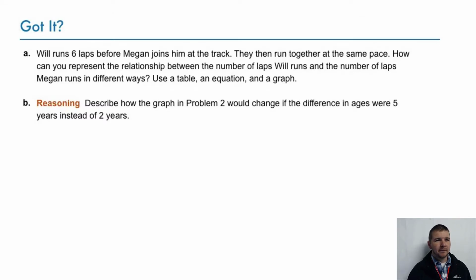Your turn, part A. Will runs 6 laps before Megan joins him at the track. Then they run together at the same pace. How can you represent the relationship between the number of laps Will runs and the number of laps Megan runs in different ways? Use a table, an equation, and a graph. And part B, a reasoning item. Describe how the graph in problem 2 would change if the difference in ages were 5 years instead of 2 years.